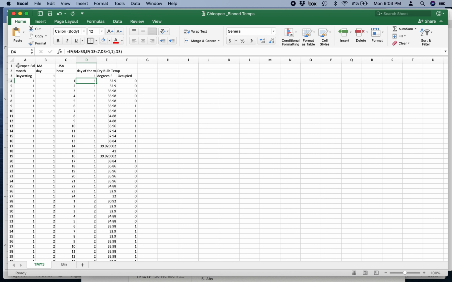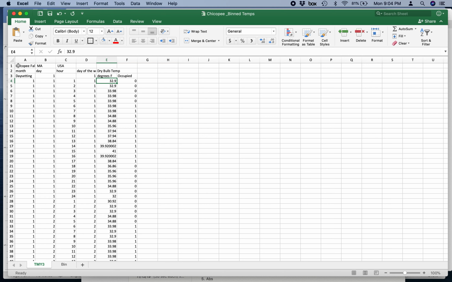And we're going to assume that in the case of the schools, they're not actually occupied during Saturday and Sunday. Here, this one is in degrees Fahrenheit, is the actual weather data. Remember, we only wanted the dry bulb temperature, so that's all we got.